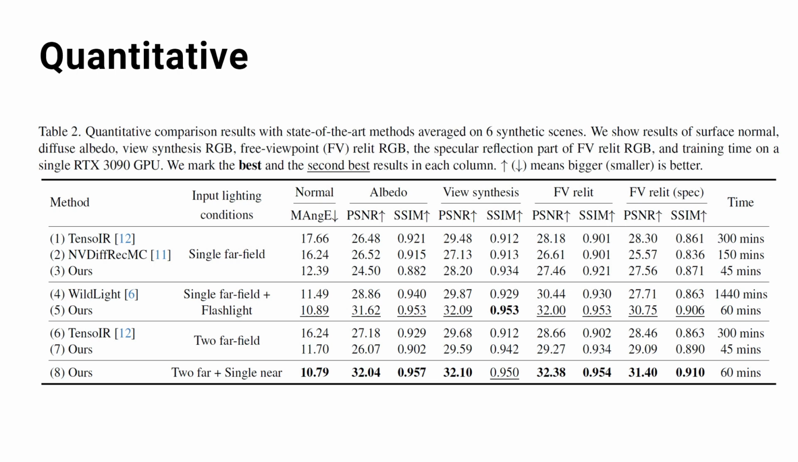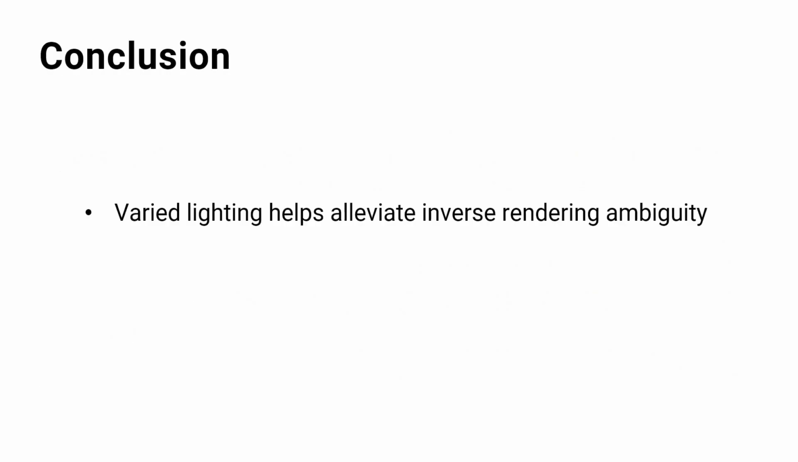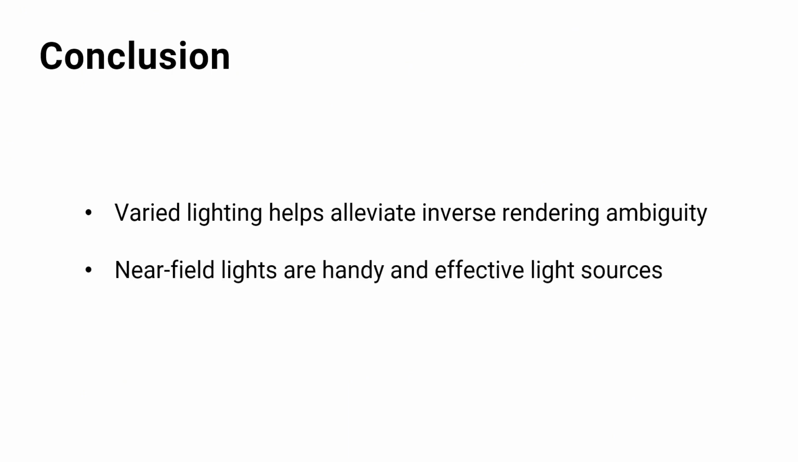Here are the quantitative comparison results. The table shows that VMINer achieves higher quality results in a much shorter time, about 45 minutes on a single RTX 3090 GPU. In conclusion, we find that varied lighting helps alleviate ambiguity in inverse rendering tasks, and near-field lights such as flashlights are handy and effective light sources.